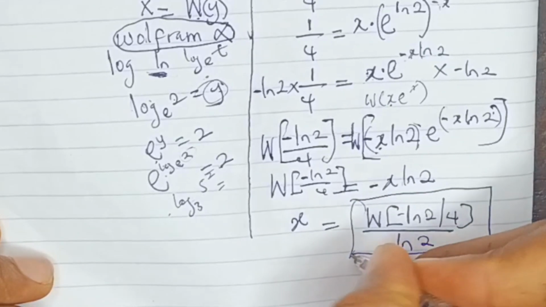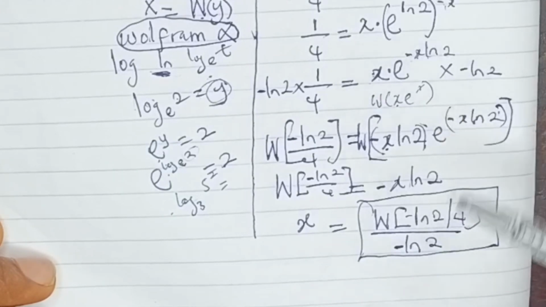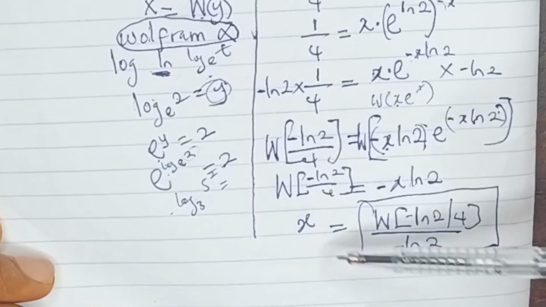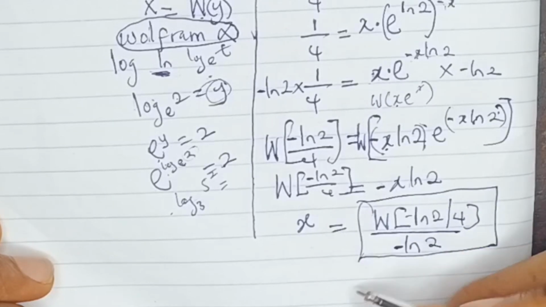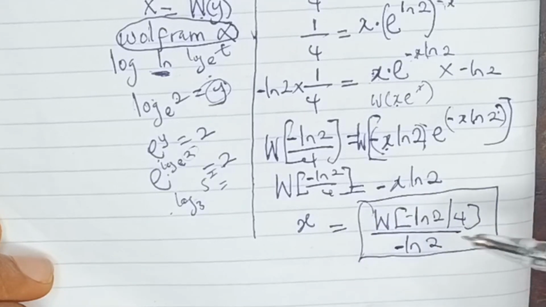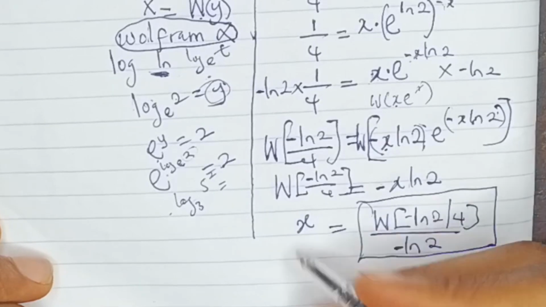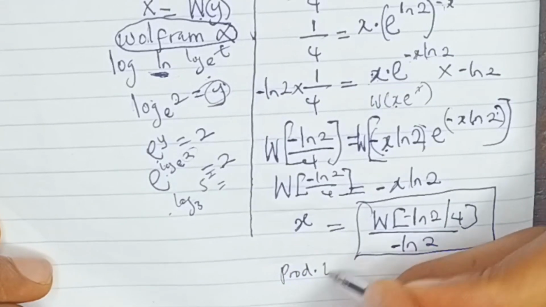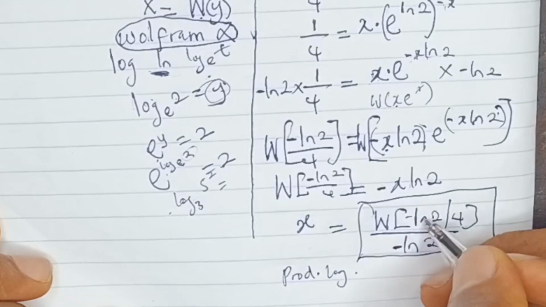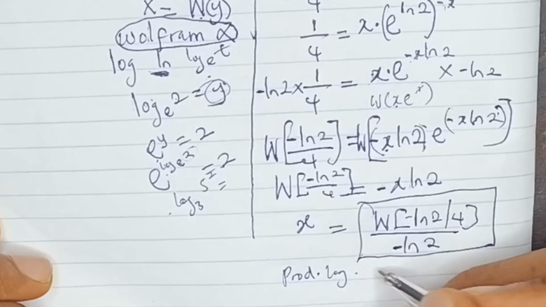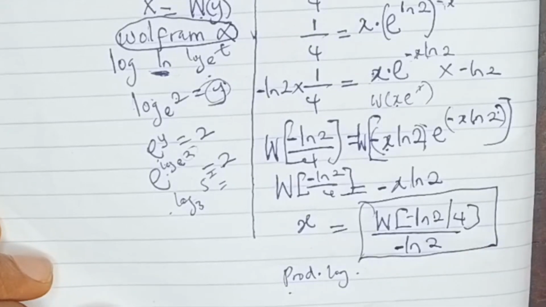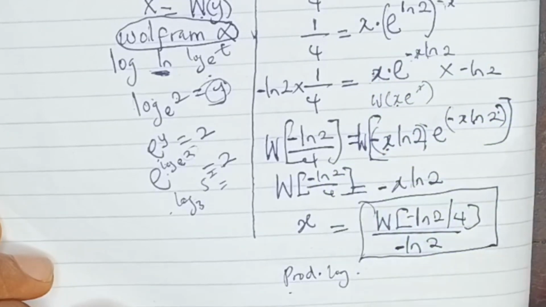So basically, what this means is if we go to our Wolfram Alpha calculator and input this expression here, we'll get the value for x. If you go to Wolfram Alpha and input this, you get whatever you want to get. But input first the product log of this expression here, that's negative ln 2 over 4, and divide your answer by negative ln 2, and you get whatever the answer to this expression is.